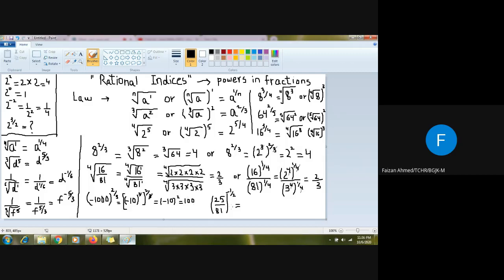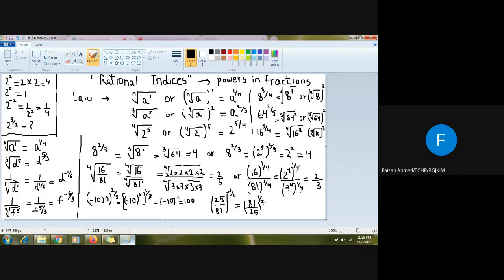One last question of this video: we have a negative exponent on a fraction. We know the trick for how we can convert this negative exponent into positive. We just have to flip it. We know that in order to make it positive, we flip it like this. This will be 81 upon 25, and my power will automatically be positive.